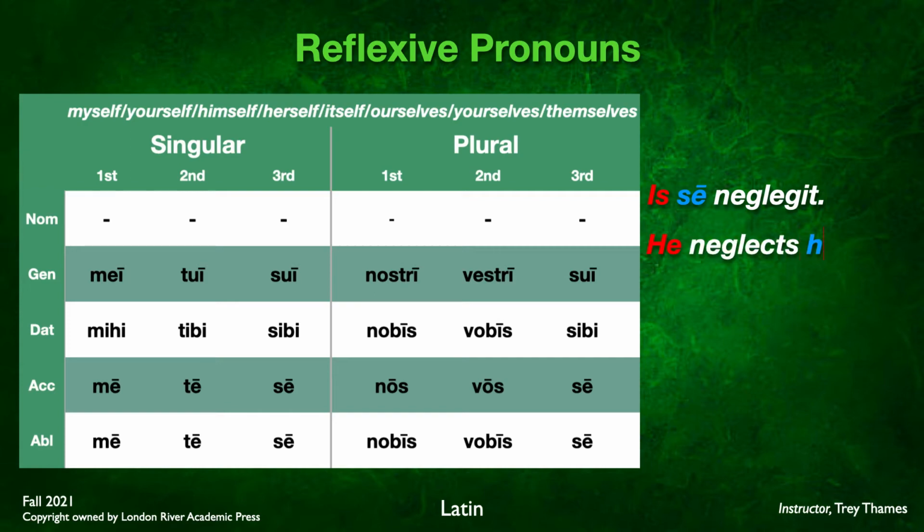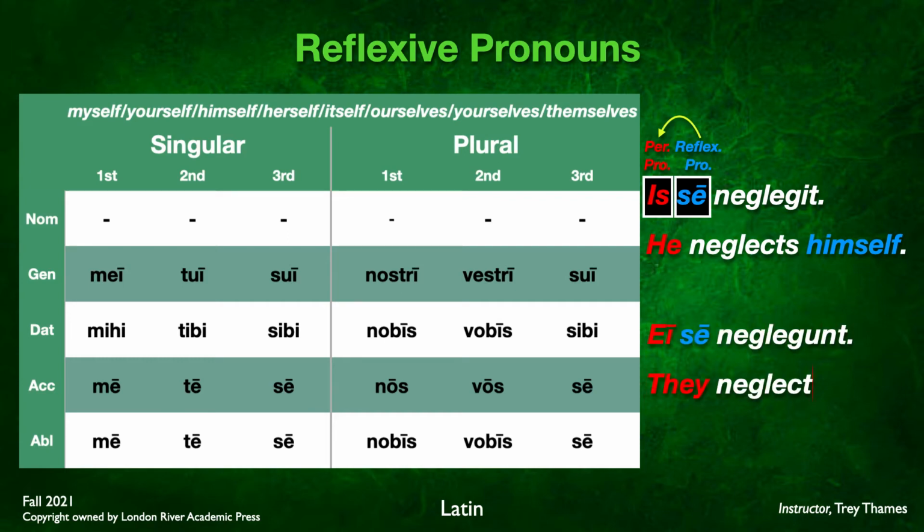Is se negligit. Here we have is, which is, of course, the third person masculine singular, he. And we have se, which is the third person accusative reflexive pronoun singular. He neglects himself. And this is bending back or reflecting on the subject, he. He neglects himself. One more example here.